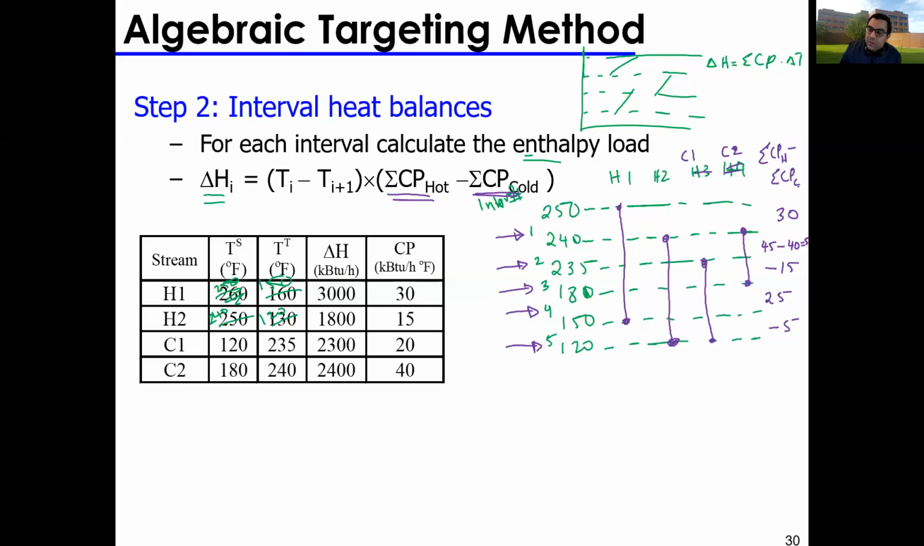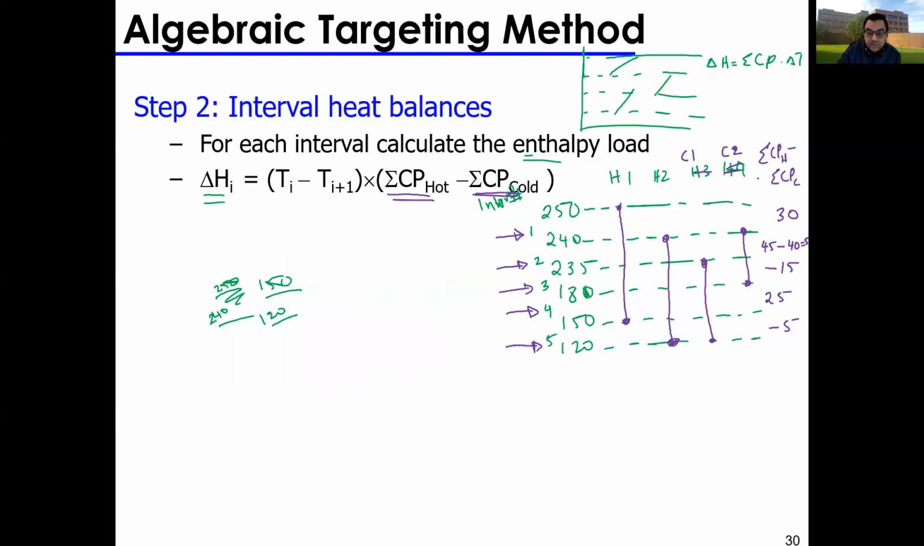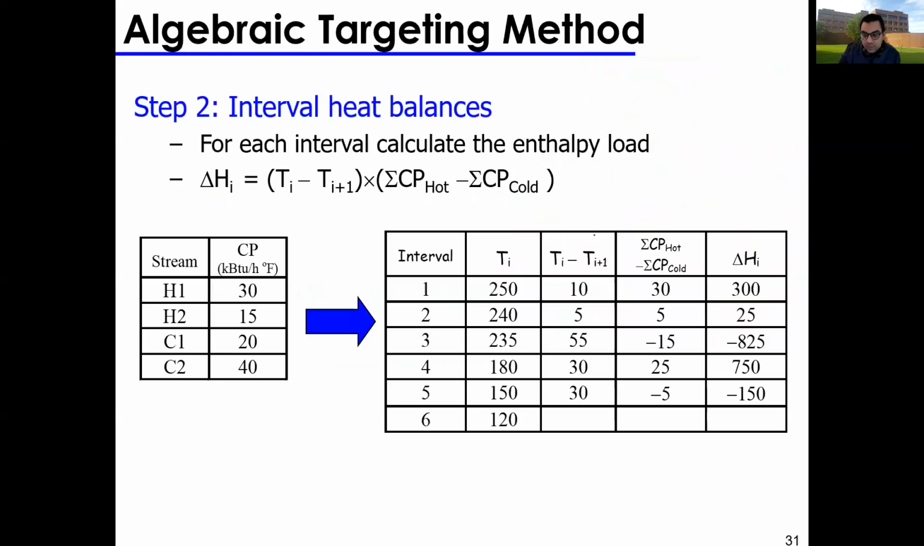Once I get this parameter, I'm going to calculate my delta H. So this is what happens here. List the intervals from hottest to coldest. Delta T, of course, you need to know this, so you can write it down. Calculate the summation of Cp hot minus Cp cold. Calculate your enthalpy. Once I get to this point, I'm going to translate this table into a cascade diagram.